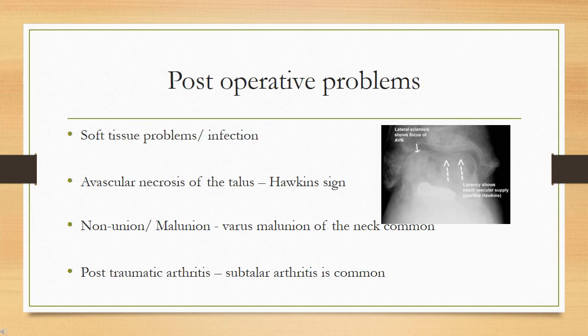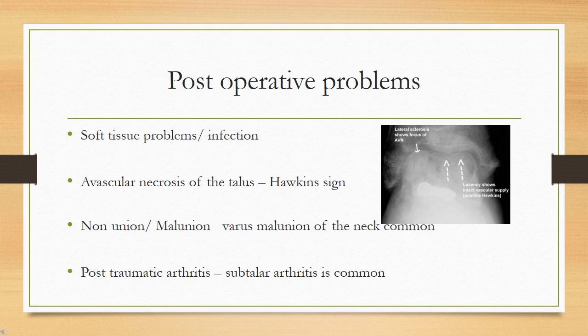Talar neck fractures carry a significant risk of complications due to the unique blood supply and limited soft tissue coverage around the talus. Soft tissue problems are common, particularly in high-energy injuries. Skin necrosis and wound breakdown can occur, and open fractures have a higher risk of infection. Careful soft tissue management and timely intervention are essential to reduce these risks.